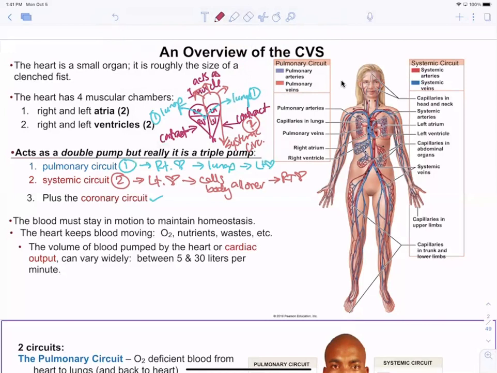And so the right and left side are really independent of one another in a certain sense, right? The right side of the heart's pumping blood to the lungs and then back to the heart. And the left side at the exact same time is pumping blood to all the cells in the body and then back to the heart. So that's a systemic circuit.